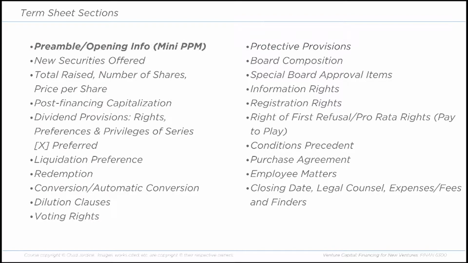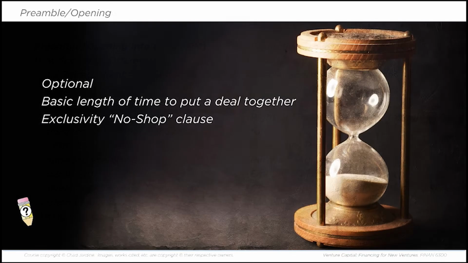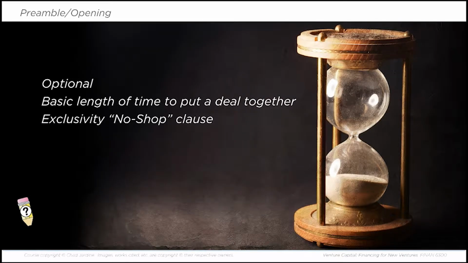The first section, or Preamble, offers the basics. It's kind of a mini PPM in that it often contains disclosures. It's not required, but when it's used, it outlines the basic length of time in order to put a deal together and may include a no-shop clause. In other words, if you sign, you're agreeing to pursue a deal exclusively with this VC for the duration that is specified.